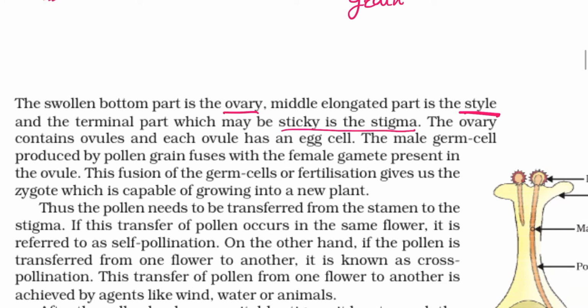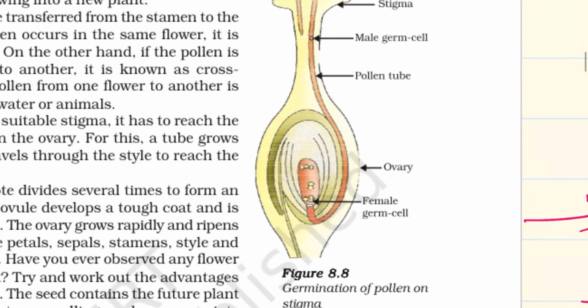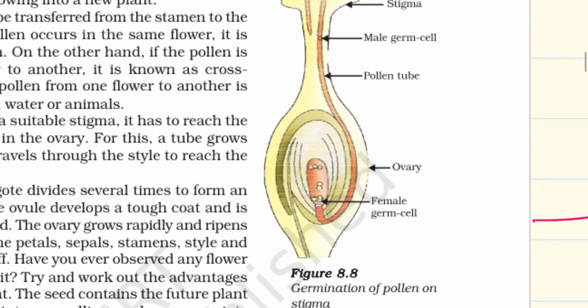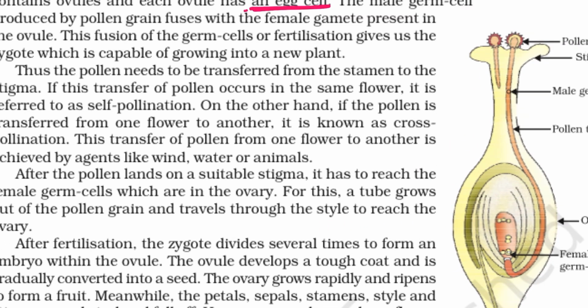The ovary contains ovules and each ovule has an egg cell. The male germ cell produced by pollen grain fuses with the female gametes present in the ovules. This fusion of germ cells, or fertilization, gives us the zygote, which is capable of growing into a new plant. So, now let us understand how the process of fertilization takes place in the flower. And what are the modes? Now, there can be two types of modes of pollination.